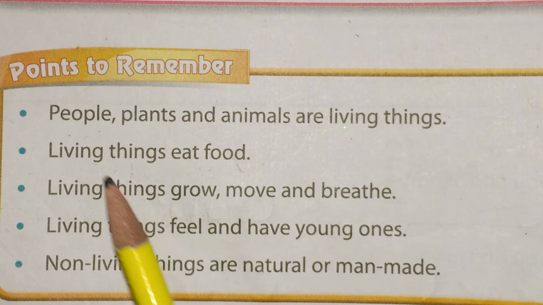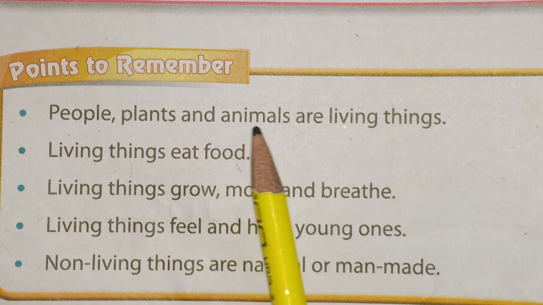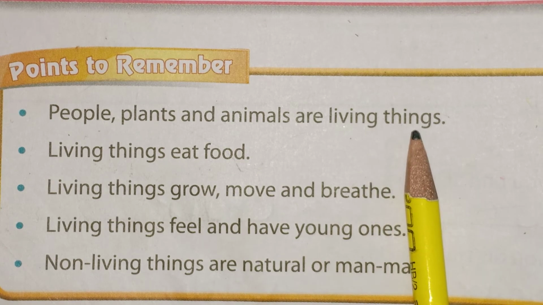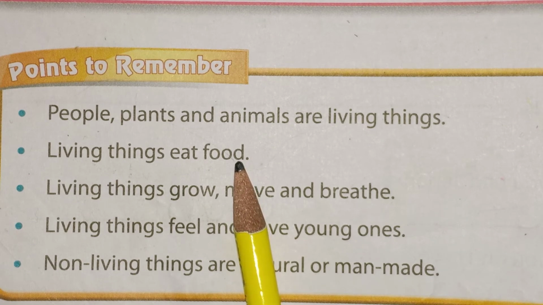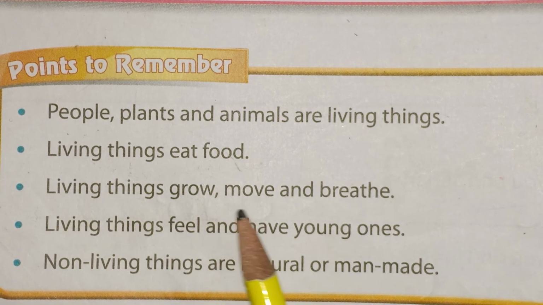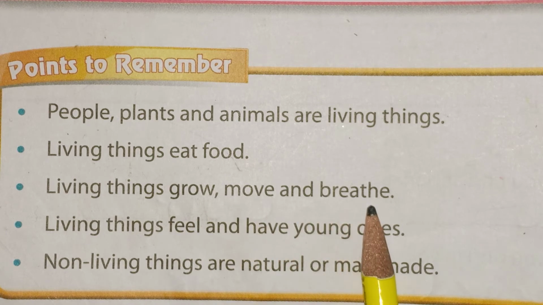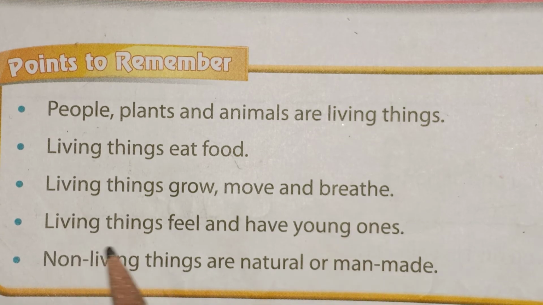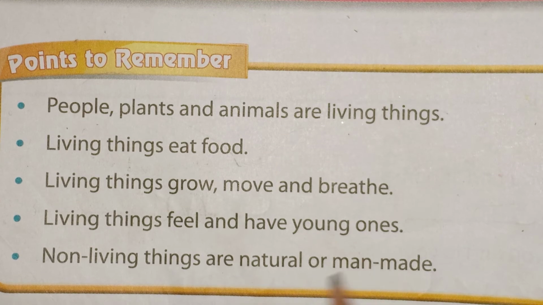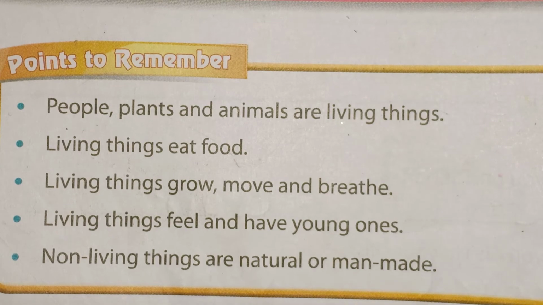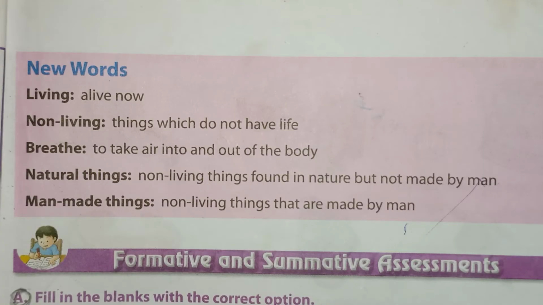Let's revise the points. People, plants and animals are living things. Living things eat food. Non-living things don't eat food. Living things grow, move and breathe. Non-living things do not grow, do not move and do not breathe. Living things feel and have young ones. Non-living things don't feel and they don't have young ones. Non-living things are natural or man-made. So these are the points we have learned in this chapter.